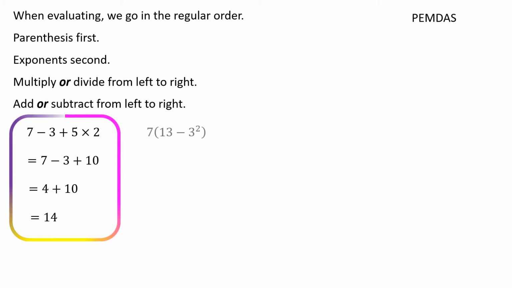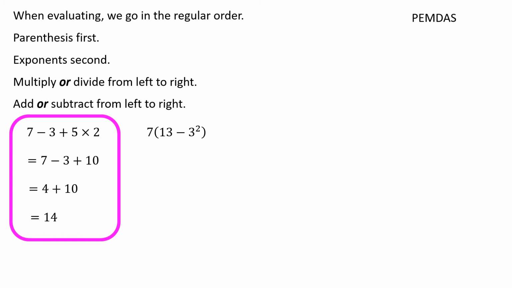Let's get another example up here. Ooh, parentheses and exponents. Cool. Now remember, if I don't see anything between that 7 and that set of parentheses, that's implied multiplication. So that's 7 times the quantity 13 minus 3 squared.